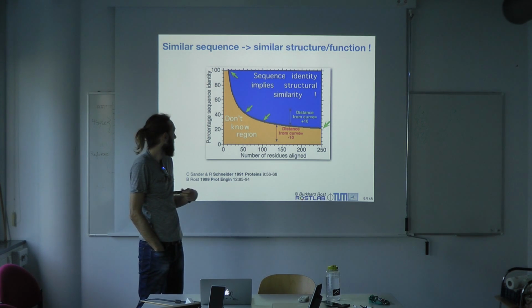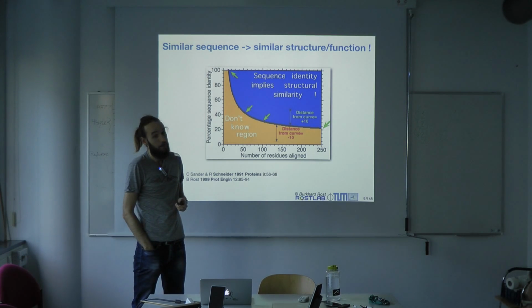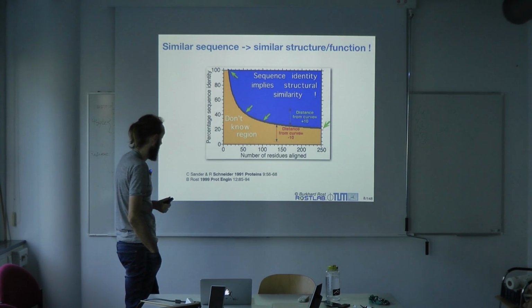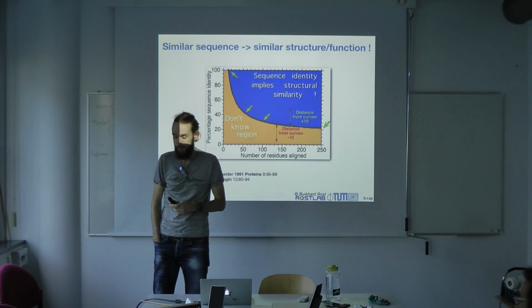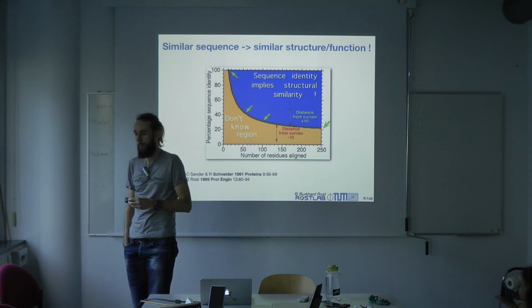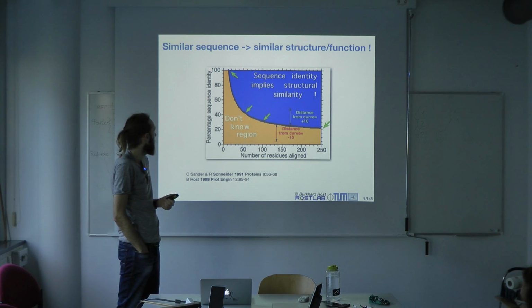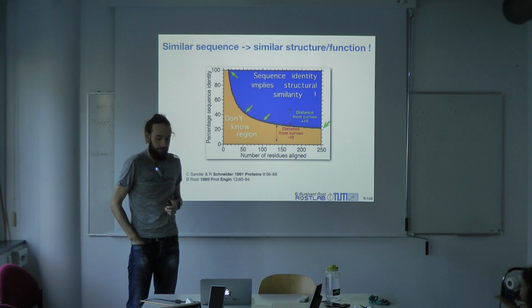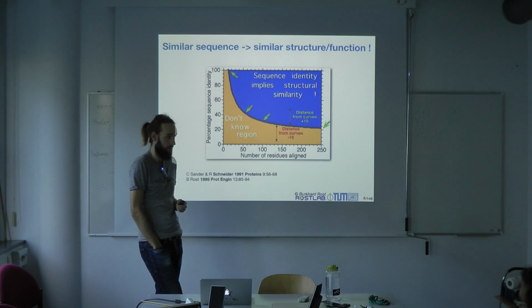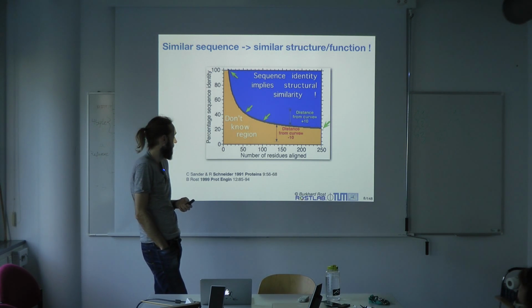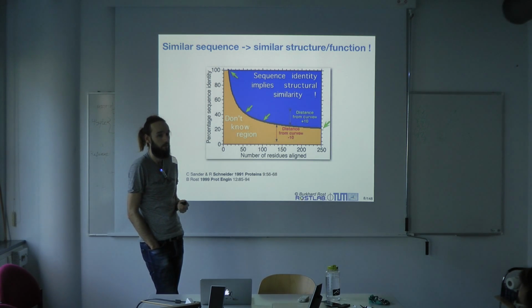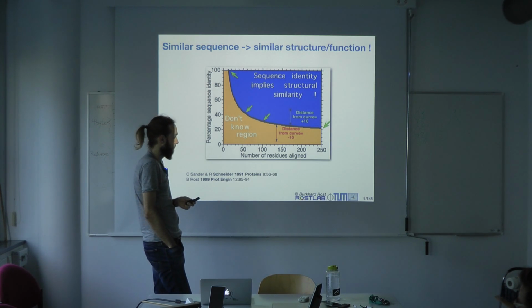So the blue area, I remember there are the proteins with same structure. True. So above the black curve, we can see that with increasing number of residues aligned, you need less and less percentage of sequence identity to have similar structure between the proteins.